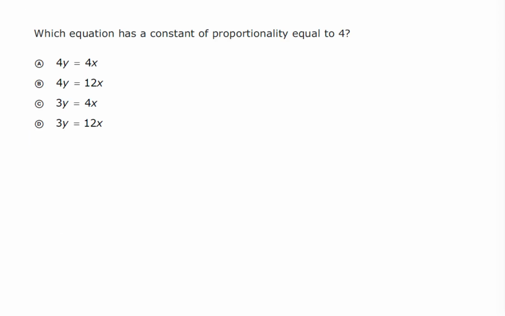Let's look at problem number 9. Okay, so for our next problem, which equation has the same constant of proportionality equal to 4? When we have a constant of proportionality equal to 4, this is what the equation would mean: y equals 4 times x. So in order to see the constant, we've got to solve them for y. So let's see. 4y equals 4x. We divide by 4, we divide by 4. That gives me y equals x.